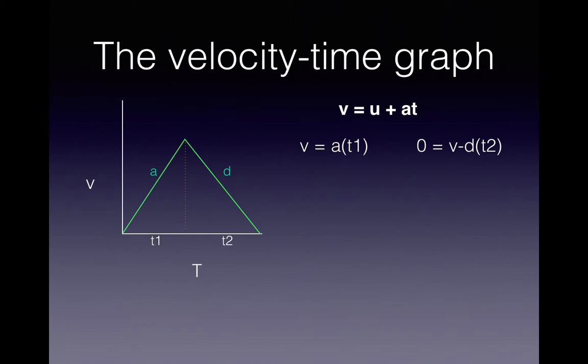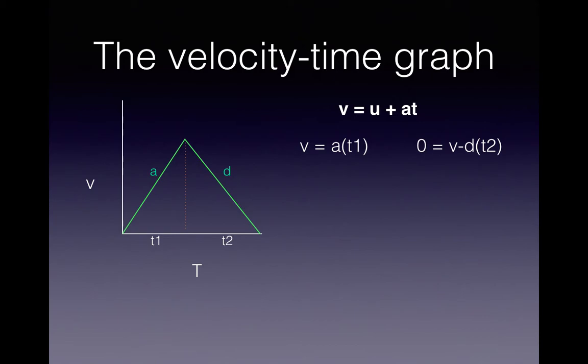In the deceleration section, remember the acceleration is the negative deceleration, which is why we have a minus D instead of the A. T2 is the time taken for it to decelerate, and then the final velocity is 0 because it's at rest, and the initial velocity is the velocity at the peak of that graph, which is the V, which is the same as the formula on the left-hand side.